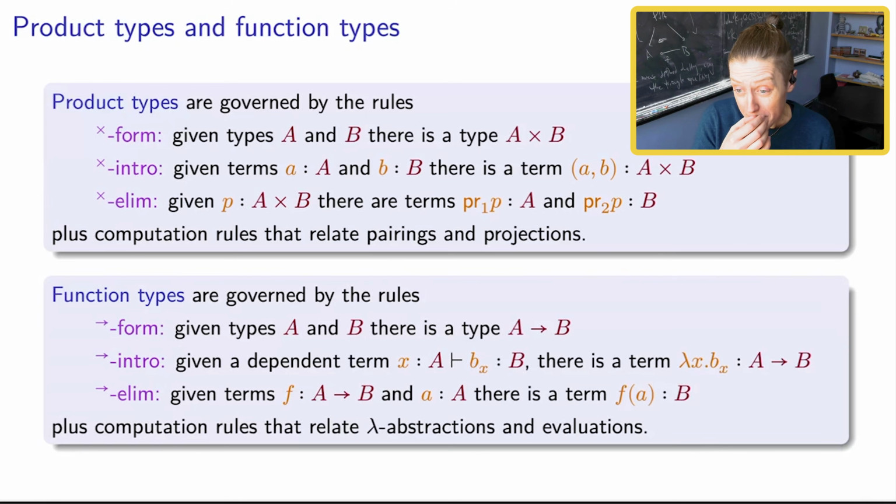How do I get a term of a function type? Well, it turns out if I have a dependent term, so if I have, by iteratively applying the rules of type theory, I can take an arbitrary term x of type A and produce a term b of x of type B. Then from that, I get a function. And here I'm using the computer scientist name for that function, lambda x dot b of x. For a mathematician, I would say this is the function x maps to b of x. It takes as input x and returns as output b of x. So that's how I produce a function.